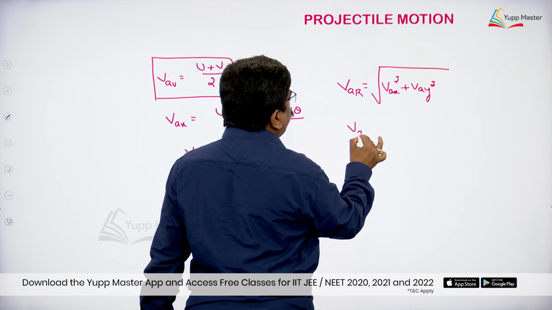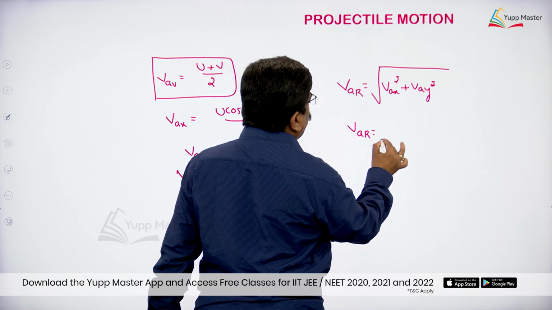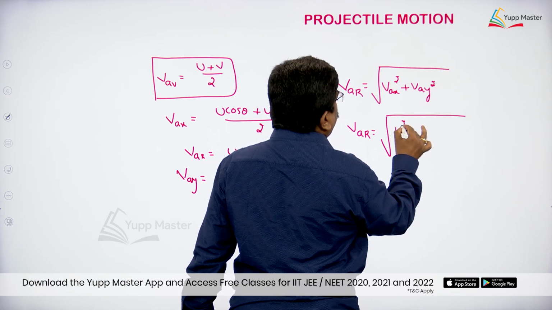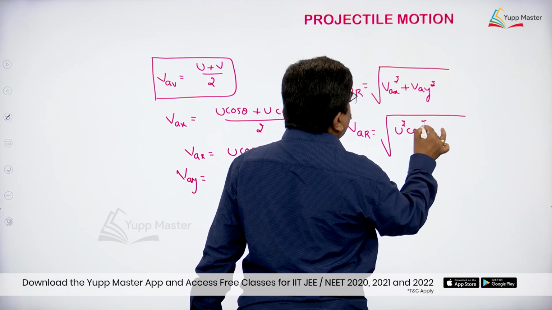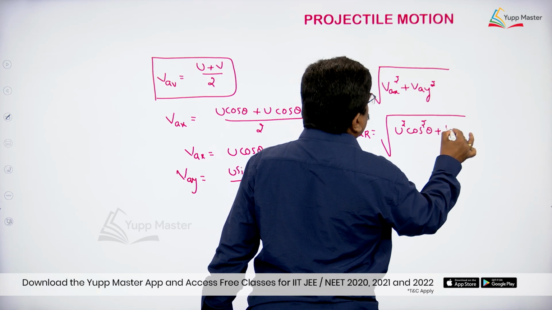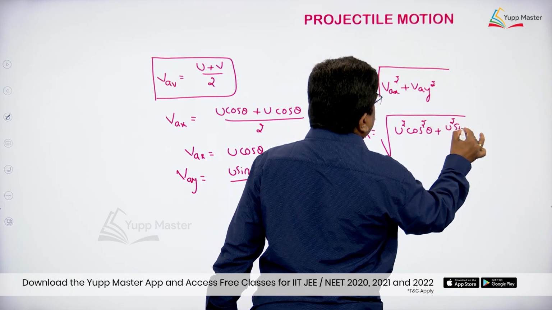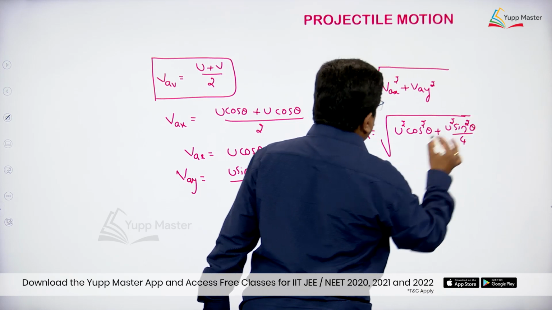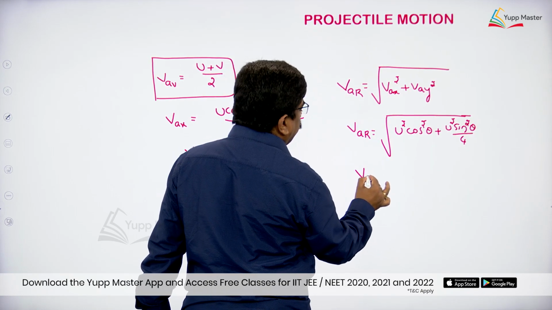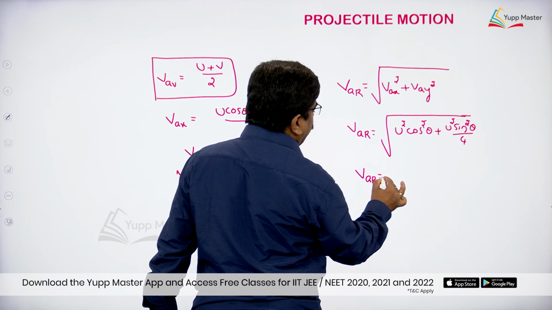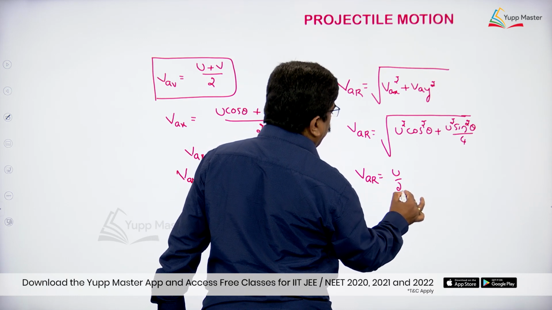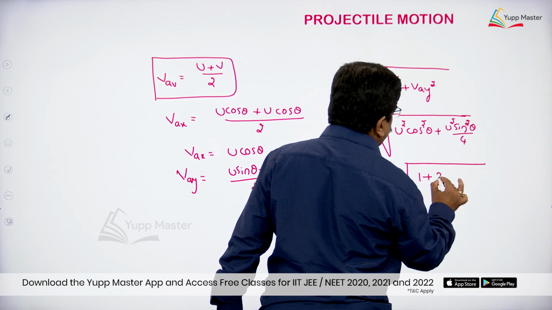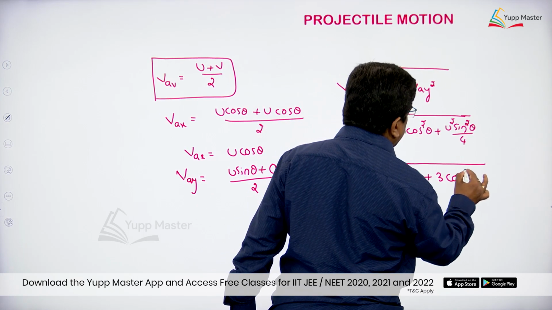Substituting these values, V_av is equal to the square root of u squared cos squared theta plus u squared sin squared theta divided by 4. On simplification, we get the resultant average velocity equal to u by 2 into the square root of 1 plus 3 cos squared theta.